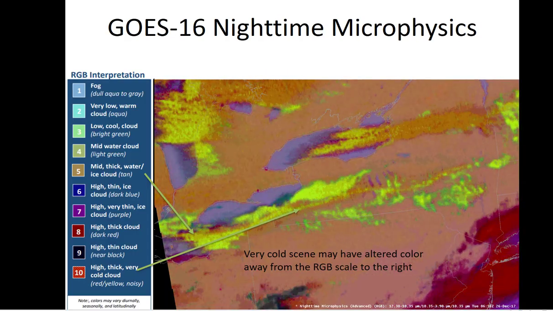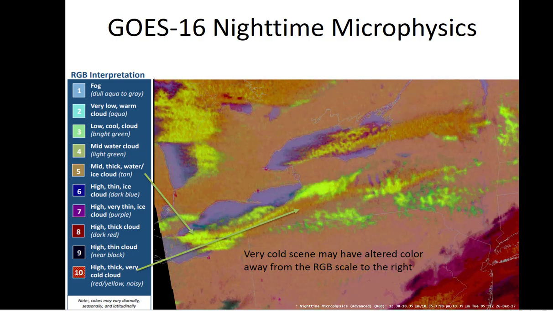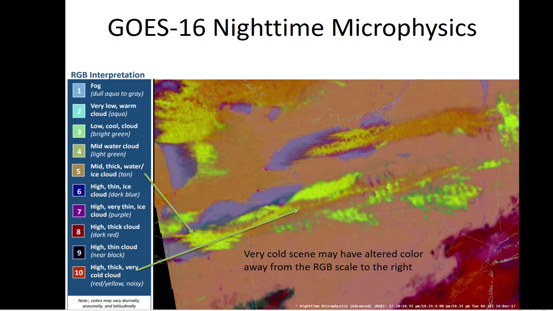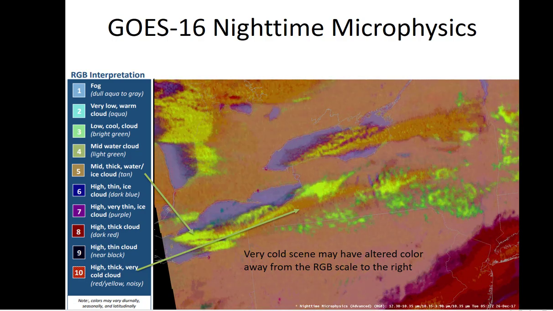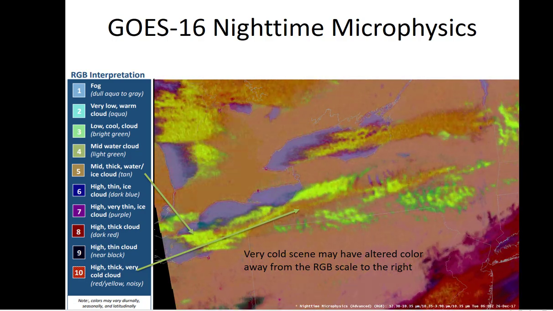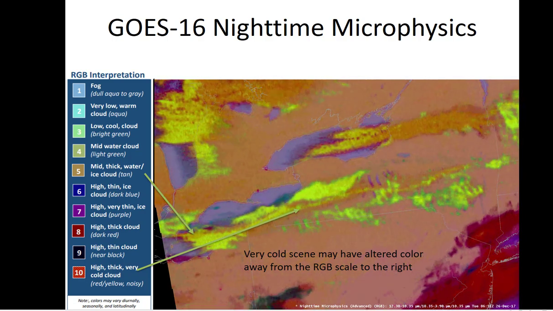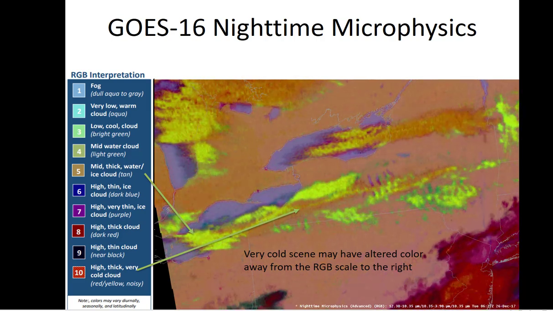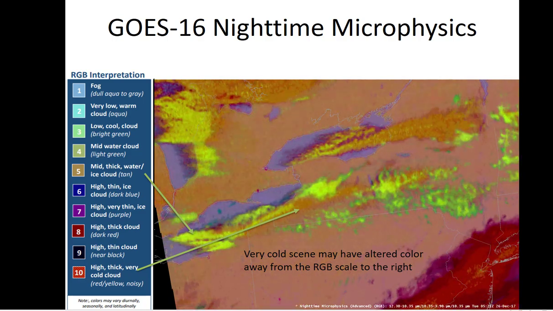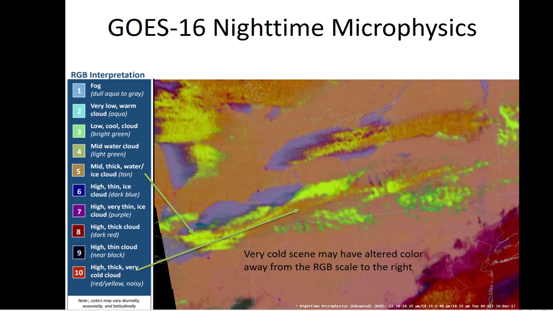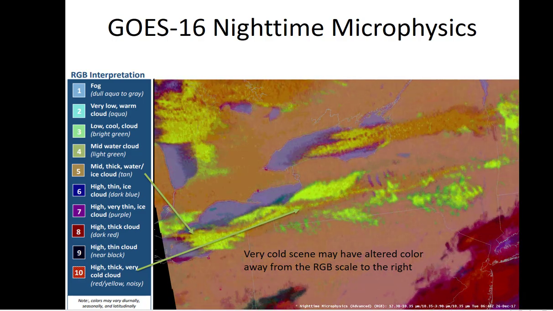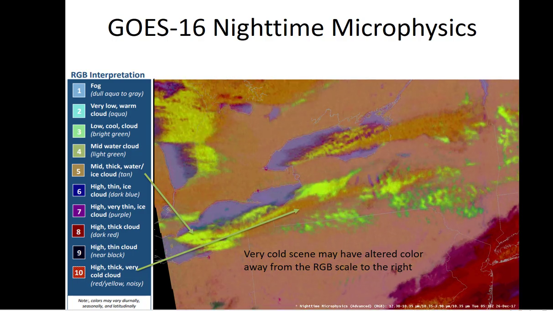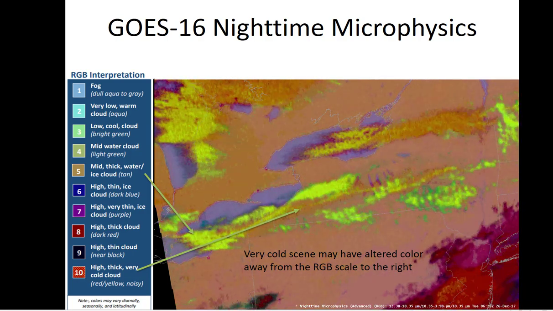Now this is the nighttime microphysics, which seems to be a very useful product for many applications, certainly not just lake effect, but fog and precip type, and I think it's probably one of the best nighttime products there is for the RGBs. And so here, I think the cold scene in the wintertime is making it a little difficult to exactly consult which part of the legend we should be looking at here.